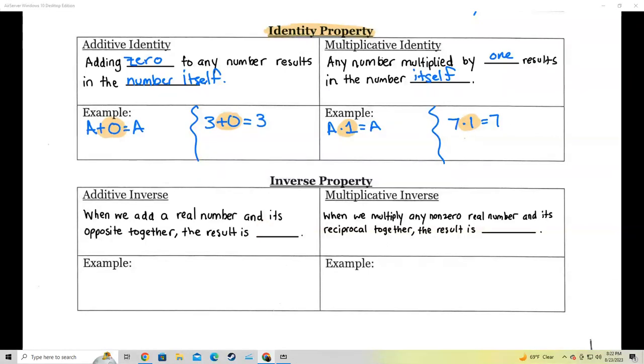Oops. Just realized I have the wrong button. Let me go ahead and switch that out.